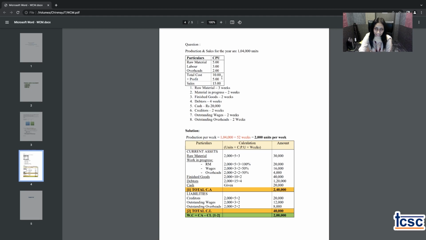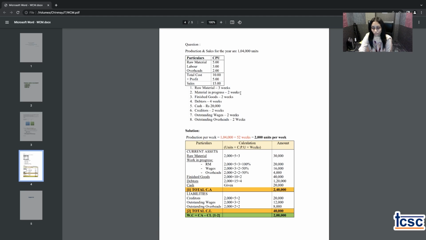Now, let us analyze the question. Raw material, the time lag given is 3 weeks. What does that mean? That raw material, before it is being processed, it remains 3 weeks. Second, they have given material in progress 2 weeks. That is raw material which is put in progress, now it is work in progress. This work in progress stays as work in progress until it becomes finished goods, for 2 weeks. So material in process is for 2 weeks until it gets converted into finished goods. Next is your finished goods, that is 2 weeks.